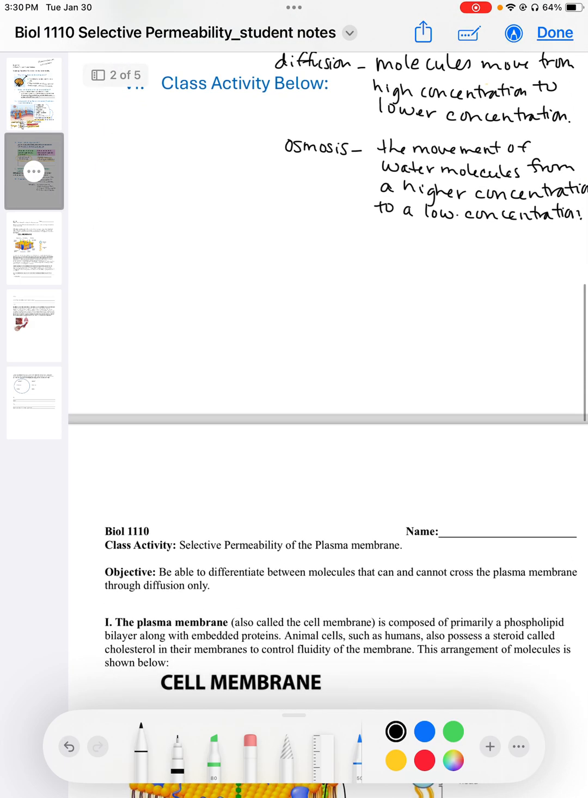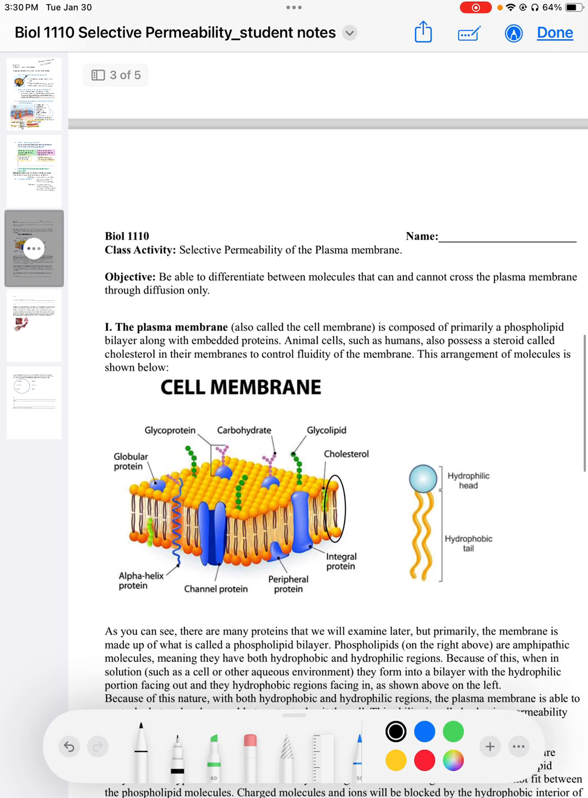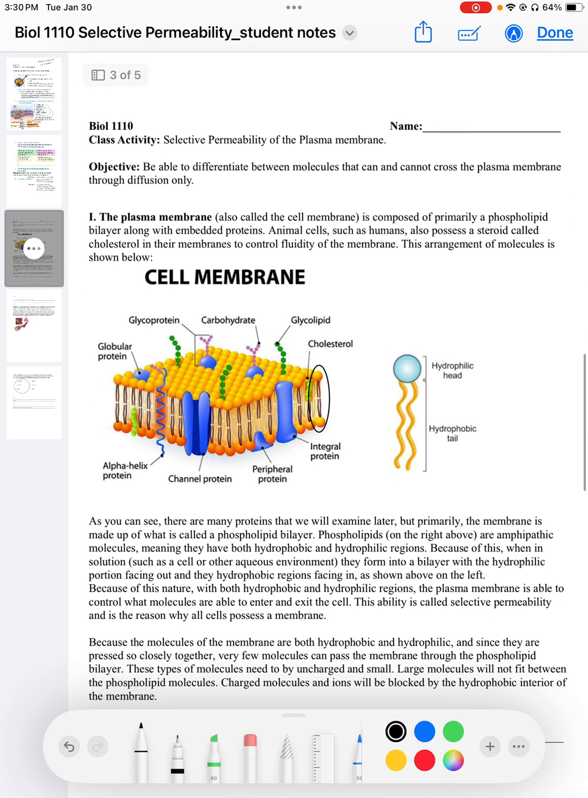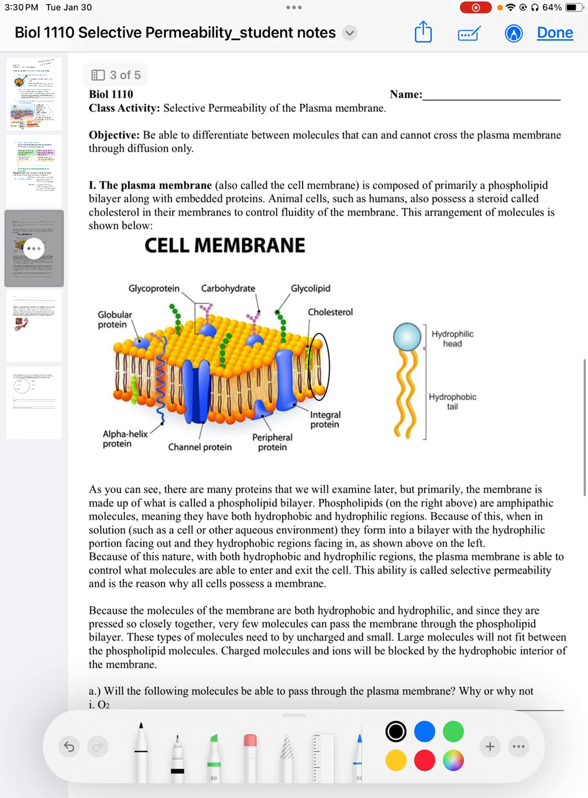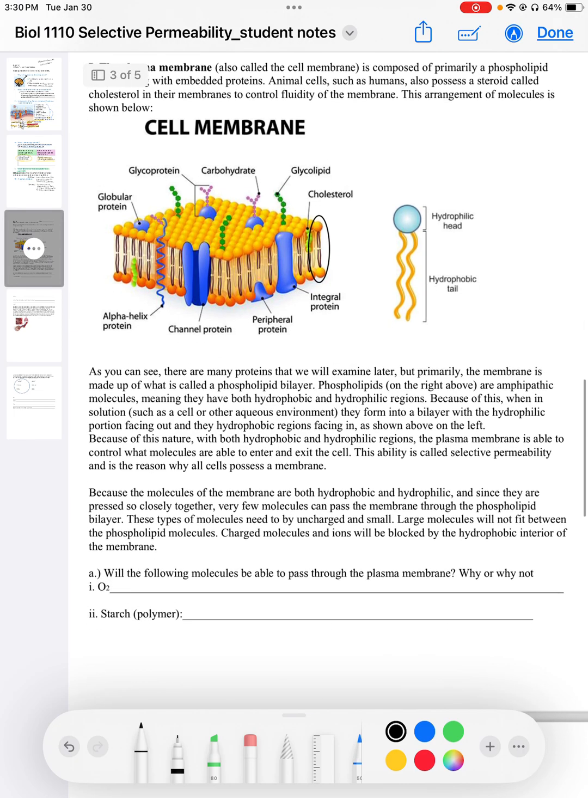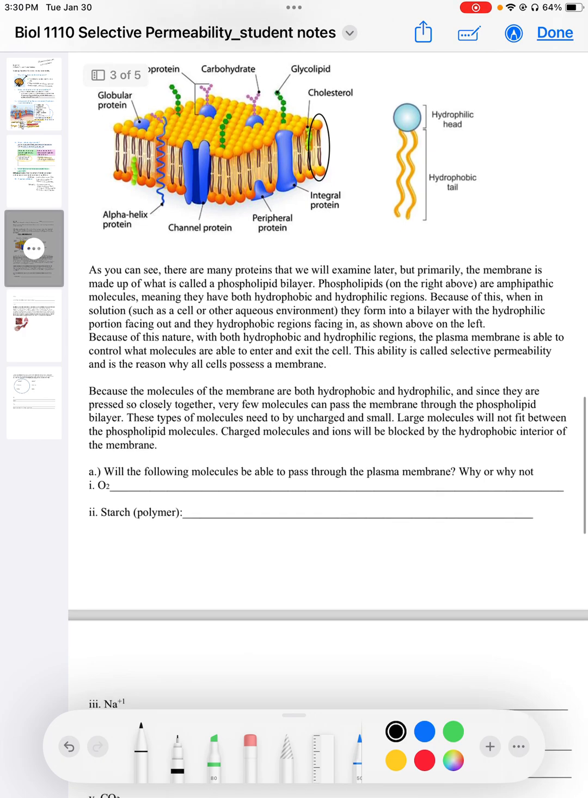So here in the activity, I have it posted in the same module area. This activity, I want you to try this out. What it's doing is starting off by giving a description of the plasma membrane. Now here it looks like that fluid mosaic model, and it's also talking about the hydrophilic head and the hydrophobic tail.